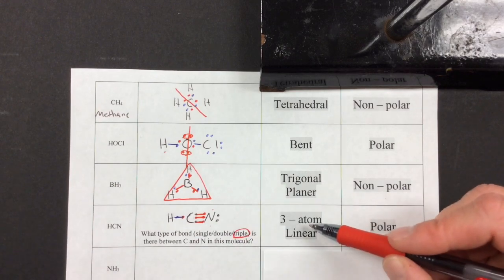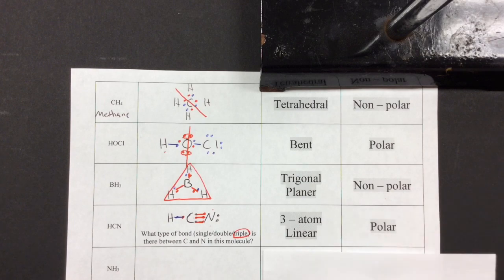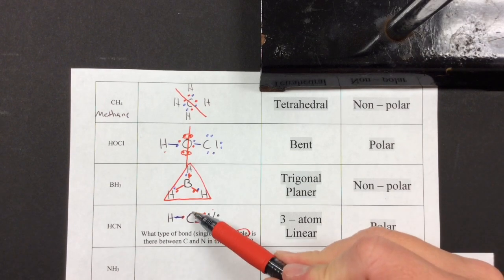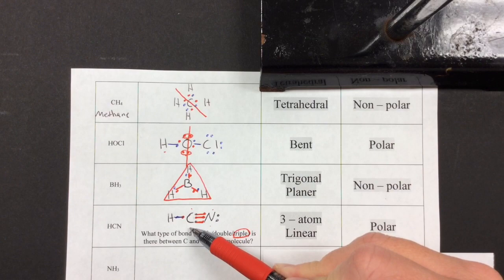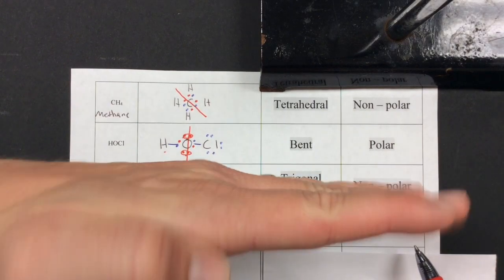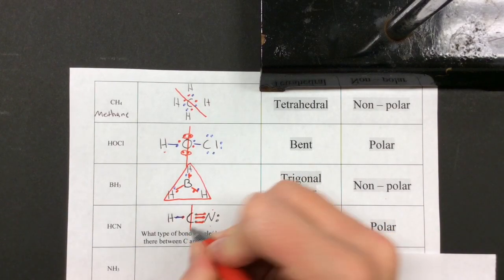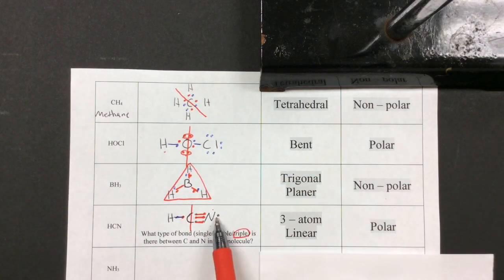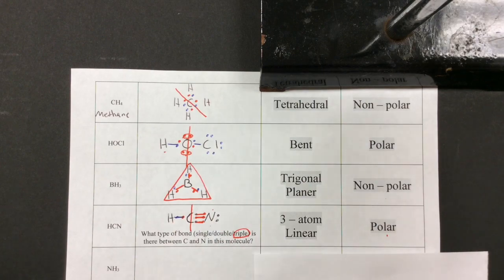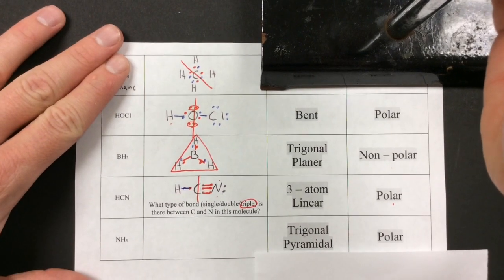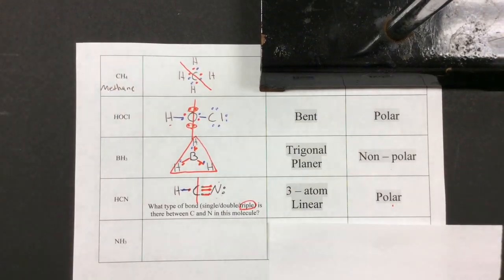So this is a 3-atom linear, and it is polar. Now the reason it's not bent, if you look at the middle atom, there's no electrons left over on the middle atom, so it's not bent. It's going to be a perfectly flat compound. But if you cut this compound in half, you have more electrons on this side than you do on this side. So that's why it's polar. Or you can say this side of the compound does not look the same as this side, so that must be polar. Our last compound is ammonia, NH3.